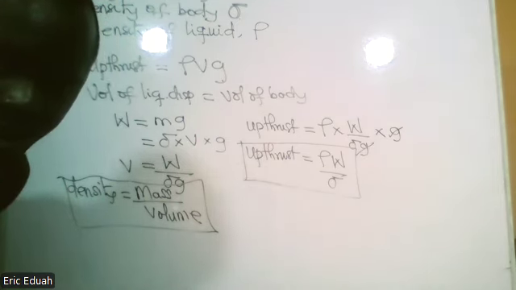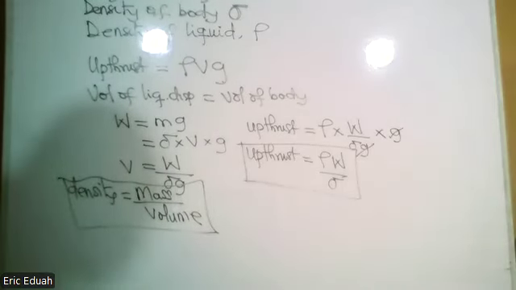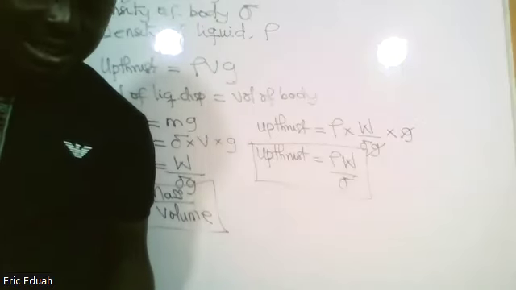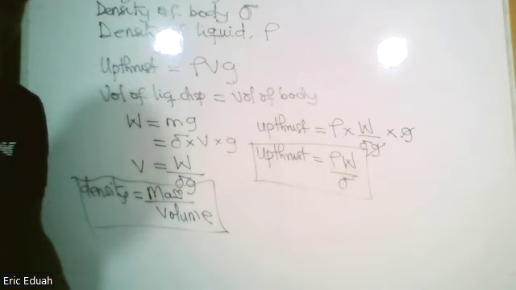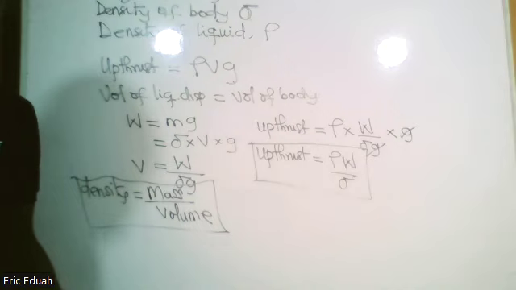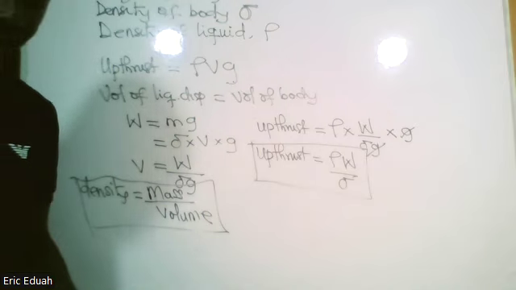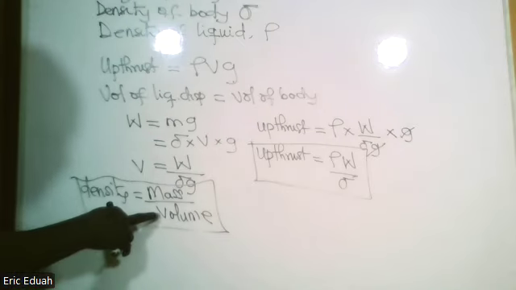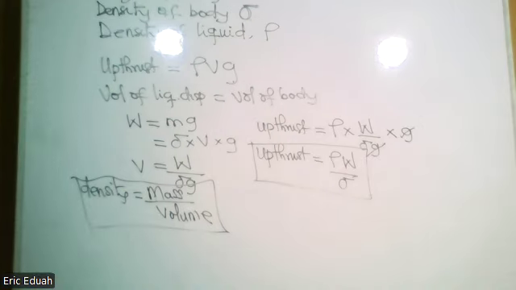Class, do we read the question well? Read the question well. Listen. A solid weighs 237.5 grams in air and 12.5 gram when it is totally immersed in a liquid of density 0.9 gram per cm cube. Calculate the density of the solid. Yes, we have the mass of the solid. Weight and mass are related. Do we have the volume of the solid? Class, do we have the volume of the solid?